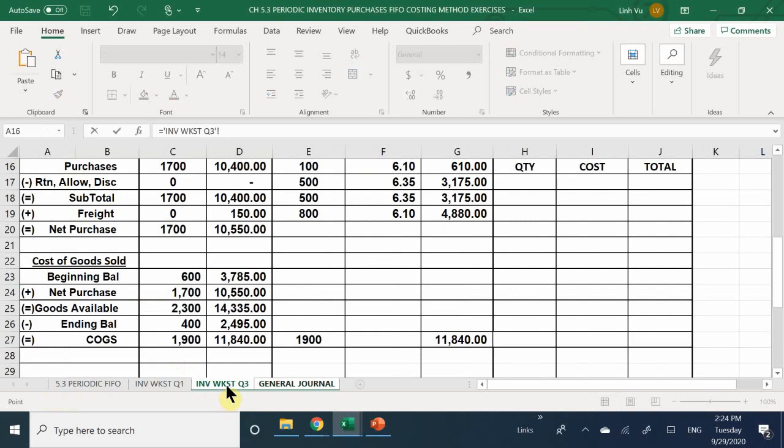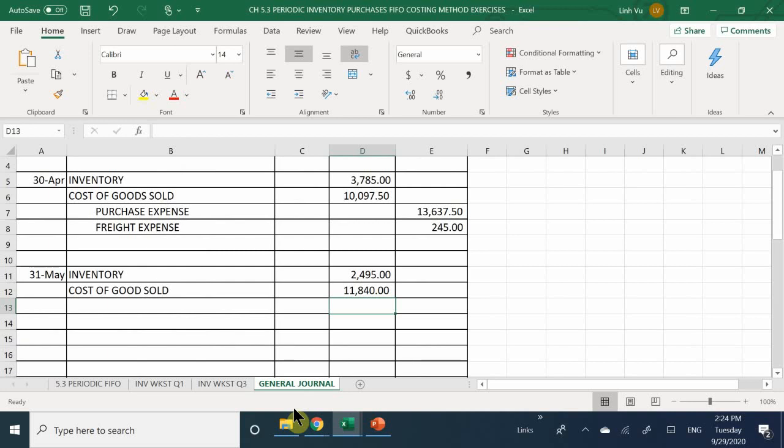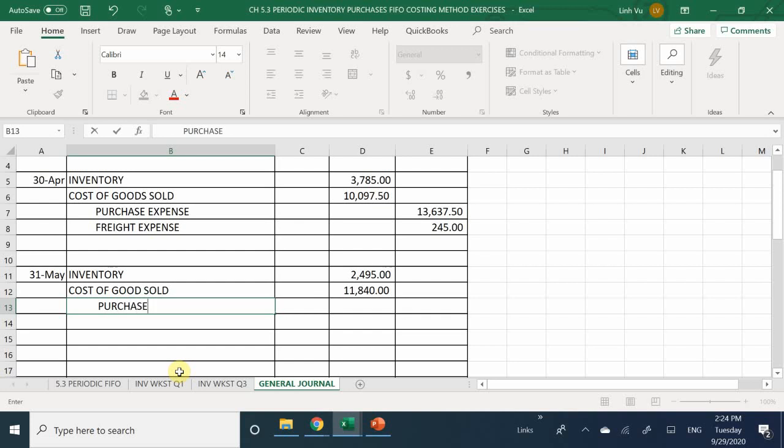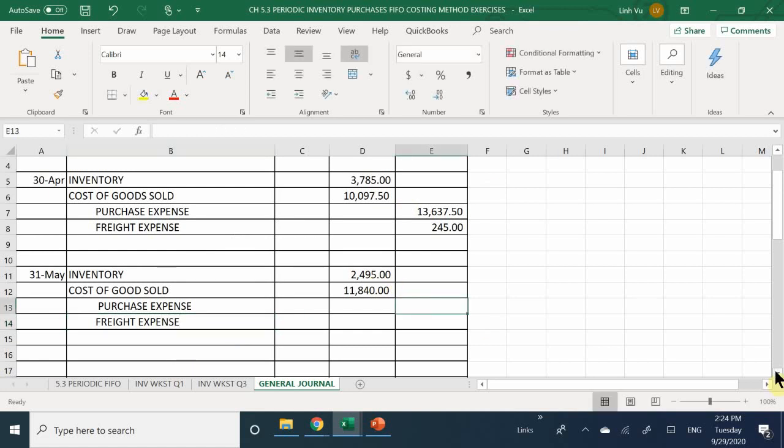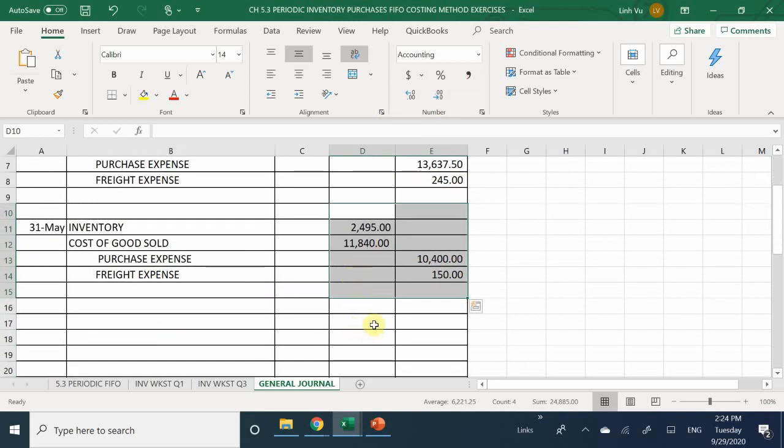And what's the total amount? It'll be the 11,840. Correct. Now, what else do we need to recognize? Purchase expense, which will go in the credit column, and this is 10,100. Plus the freight, credit column of $150. Freight expense. So that's 10,400, and this one was 150. Is that it? Yes. Go ahead and sum up the total because that's what you have to do.